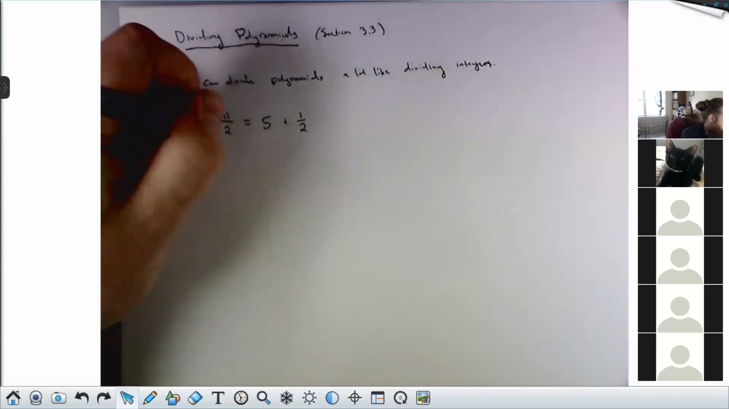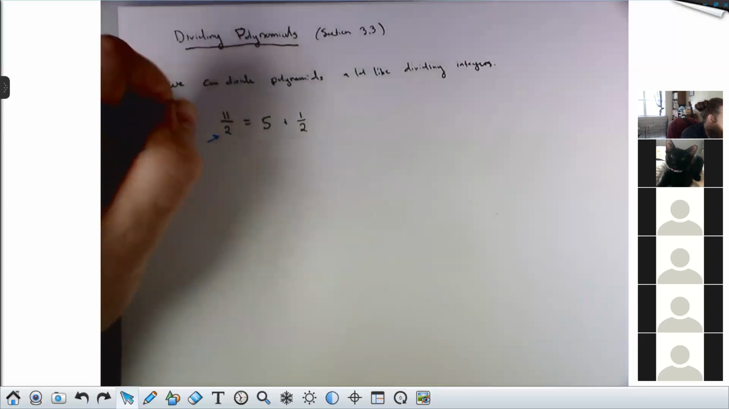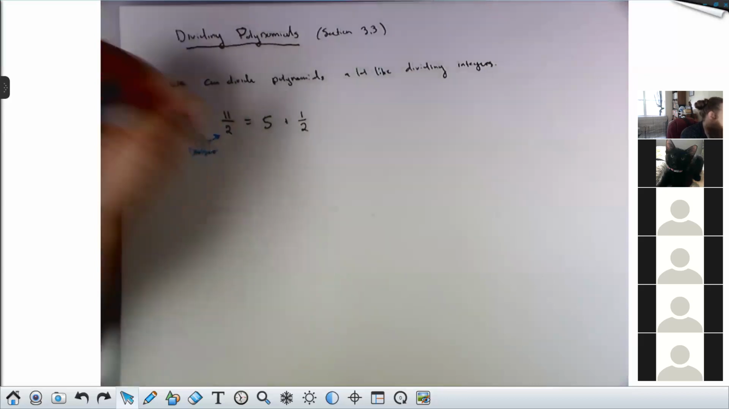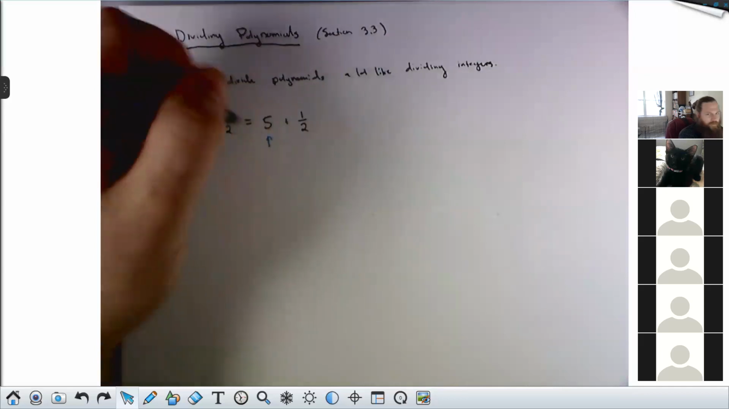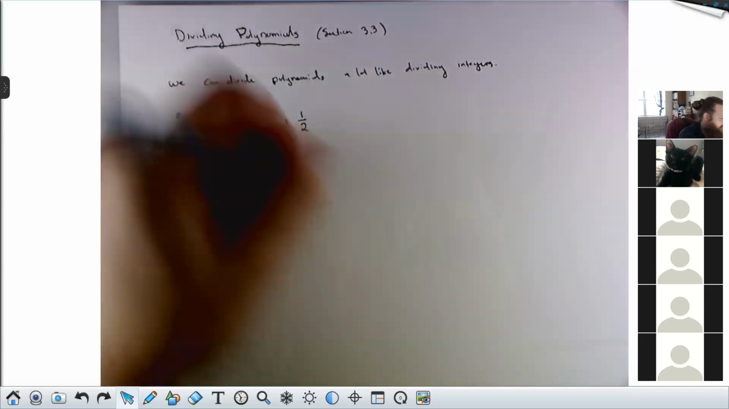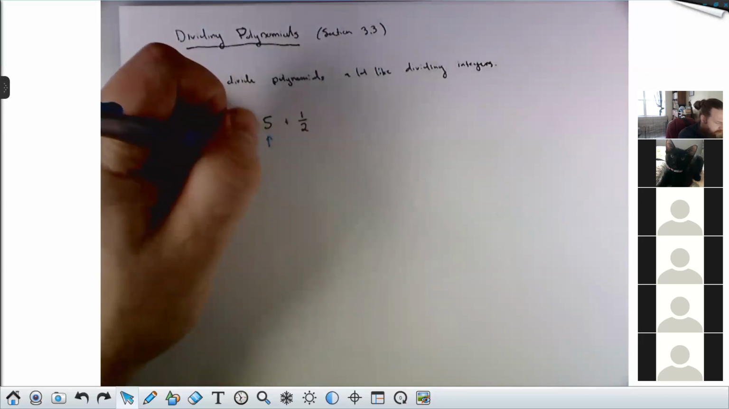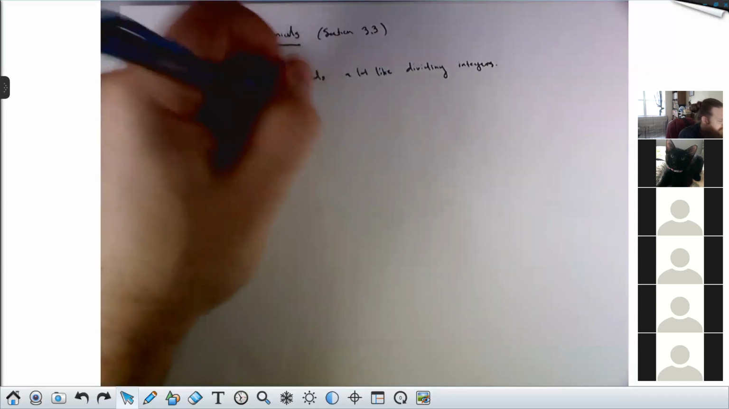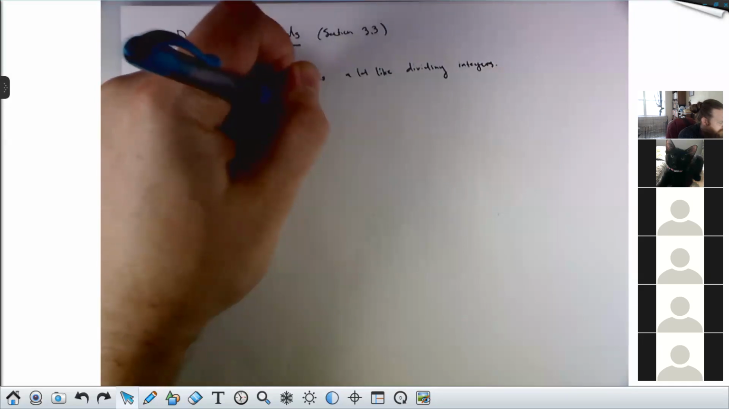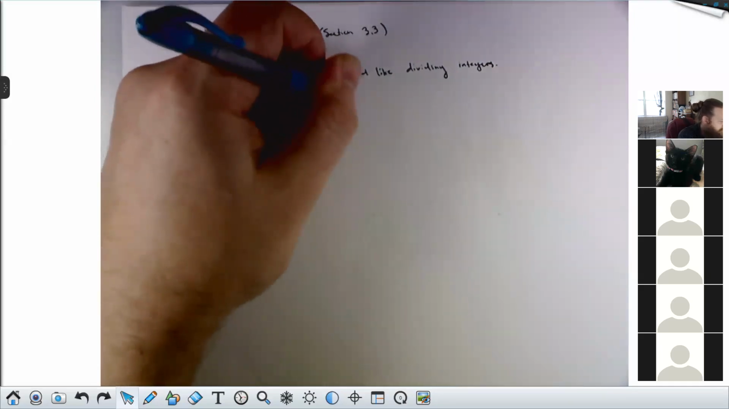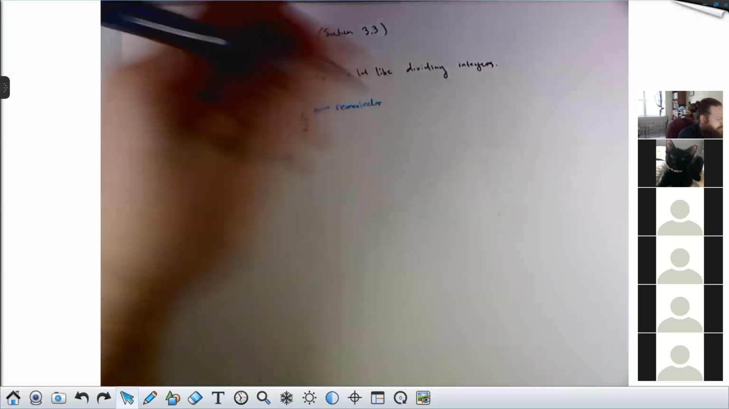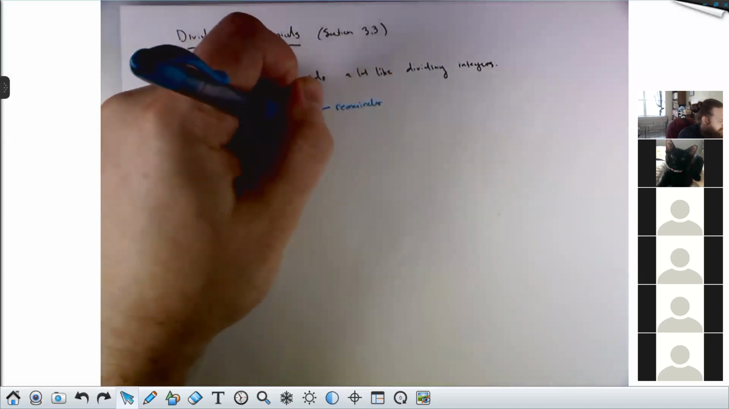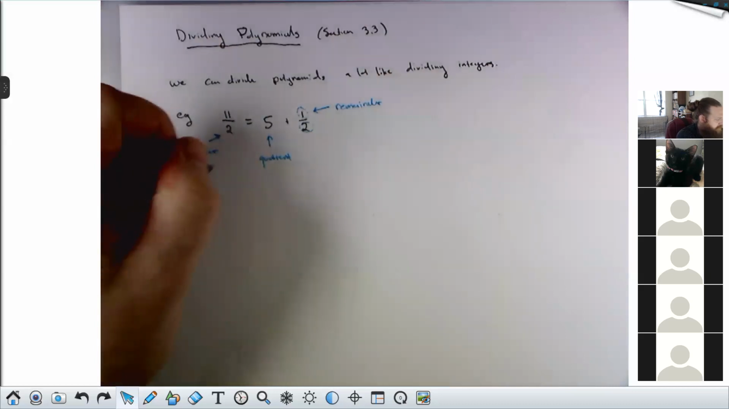This number right here, the thing I'm dividing by, is called the divisor. This number right here, the main part of the output, is called the quotient. And the 1 up here is called the remainder, and this 2 down here is that same divisor.